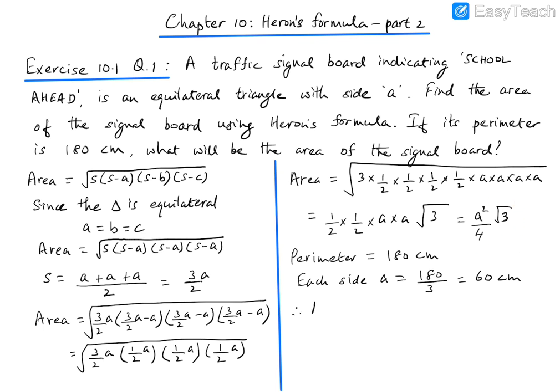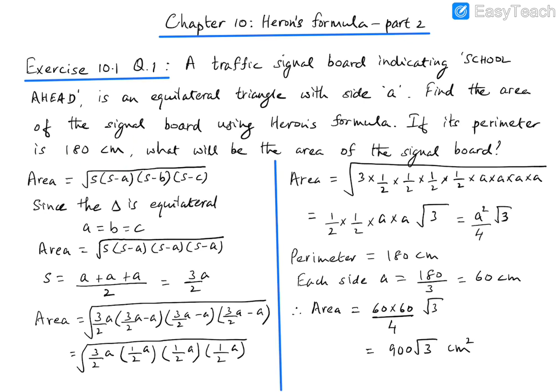So therefore we will get area equals a square root 3 by 4. So a square means 60 square, so that's 60 into 60 by 4 root 3. Okay, so we just need to simplify this and we will have our answer for the area. So that gives us a value of 900 root 3. So 900 root 3 centimeter square is the area of the triangle given its perimeter is 180 centimeters.